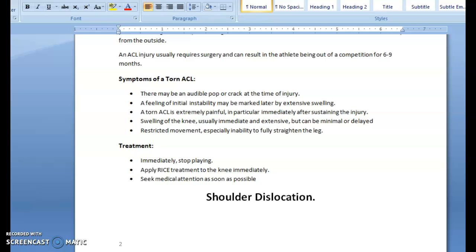How do we treat this? Well, first of all, immediately stop playing. Second of all, apply the right treatment to the knee, and then of course seek medical attention as soon as possible.